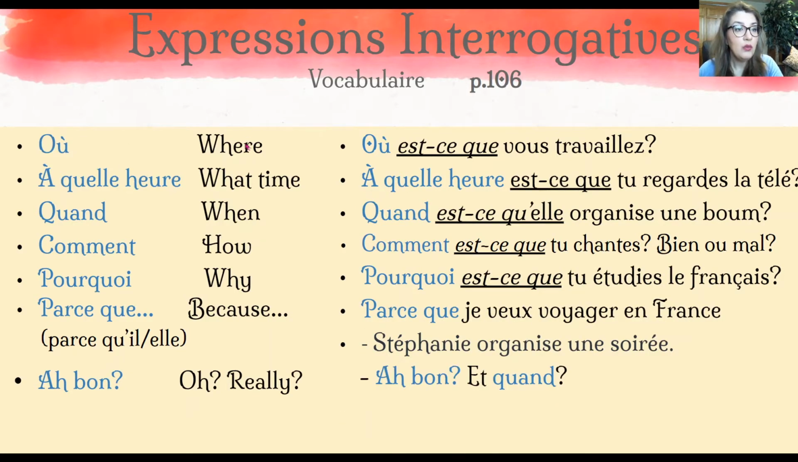And so to say where, it's où, and here's an example. Où est-ce que vous travaillez? Where do you work? À quelle heure means what time. And example, à quelle heure est-ce que tu regardes la télé? At what time do you watch television? Quand means when. Quand est-ce qu'elle organise une boum? When does she organize a party? Comment means how. Example, comment est-ce que tu chantes? Bien ou mal? How do you sing?